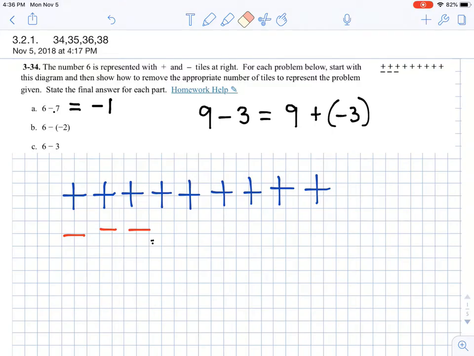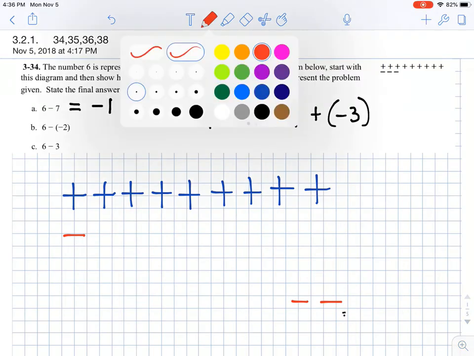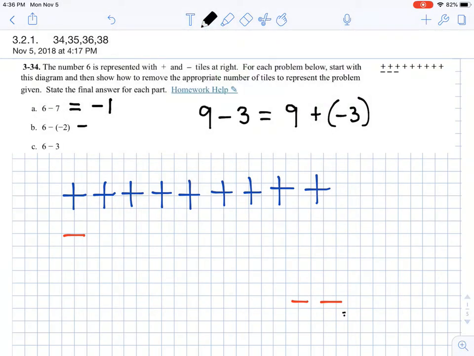So 6, take away negative 2. So now instead of up here where we took away a positive 7, here we're taking away a negative 2. So we're taking away these two. We're taking away the negative 2. And you can see here when you do 6, take away negative 2, now you have positive 8. Because these are the only ones that match up. And remember, we had 9 pluses, and so now we have positive 8.